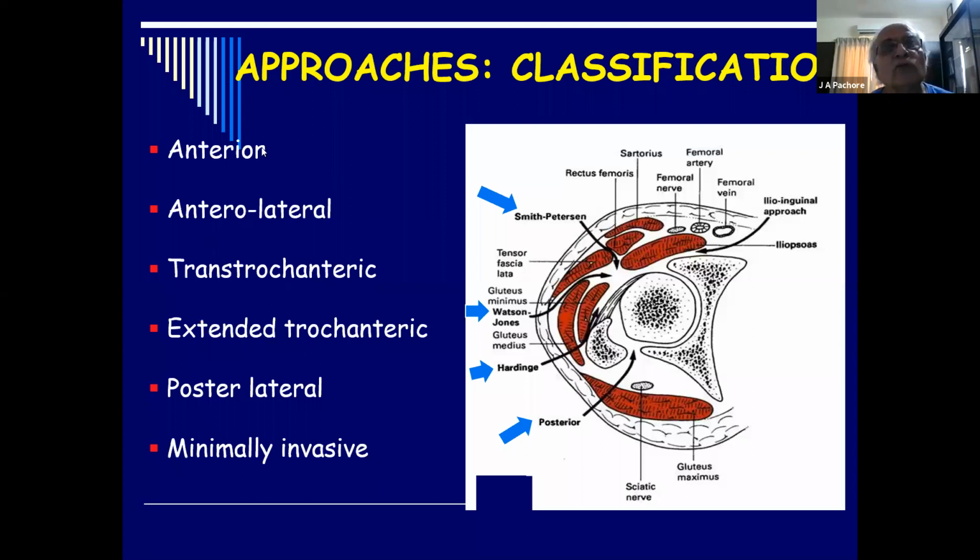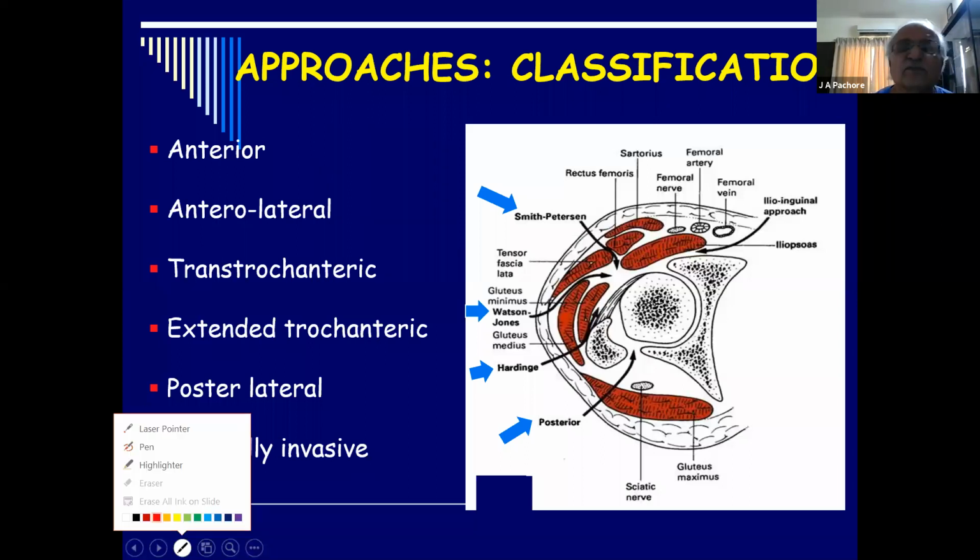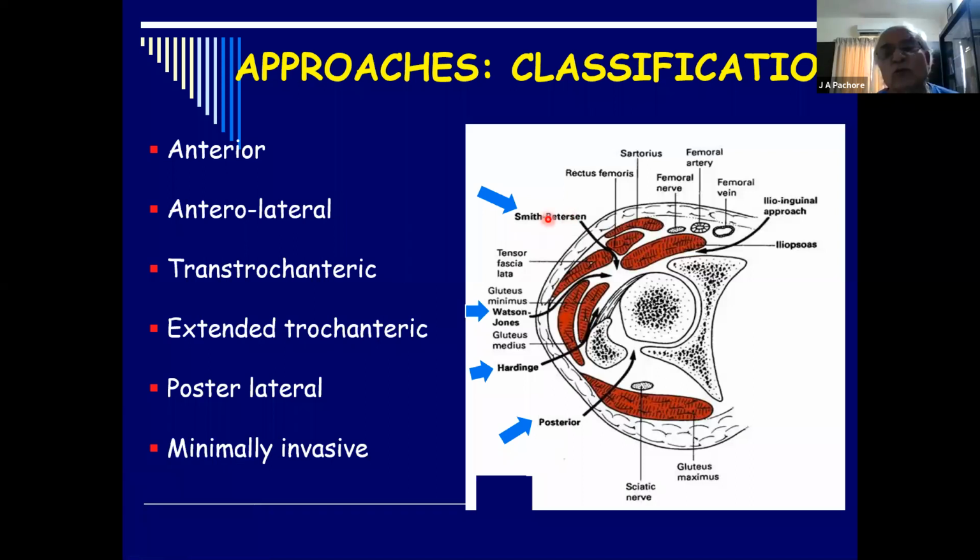What is meant by the anterior approach? Now, if you look at the cursor, that is the anterior Smith-Petersen approach. This was between the tensor fascia lata and rectus femoris, and we enter the joint capsule. Are you able to see, Srikunj? Yes, sir. Okay, that is the Smith-Petersen approach, that was well described long back, and that's your anterior approach. The second approach is the Watson-Jones approach.